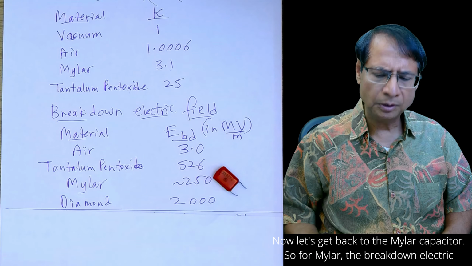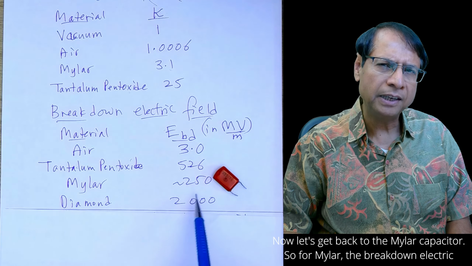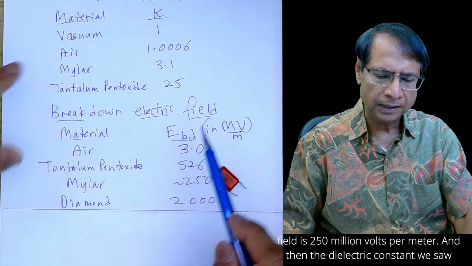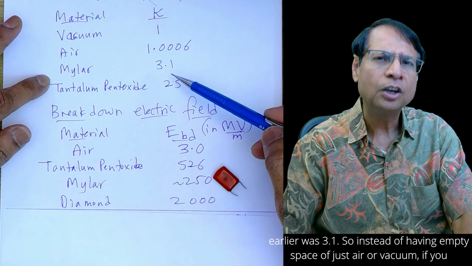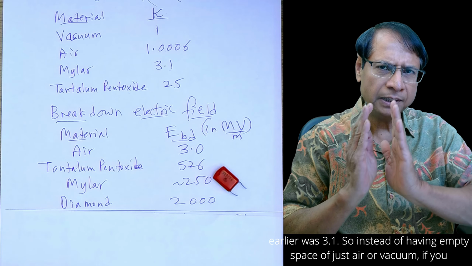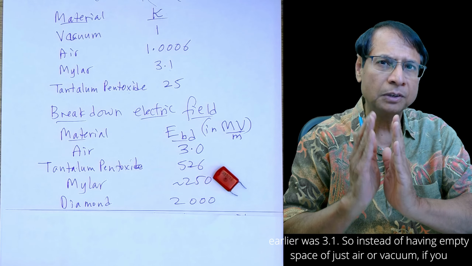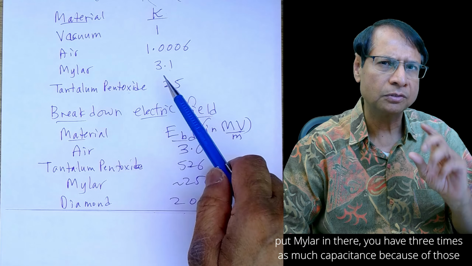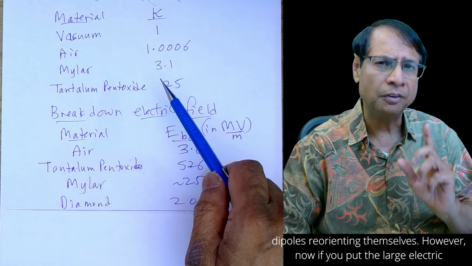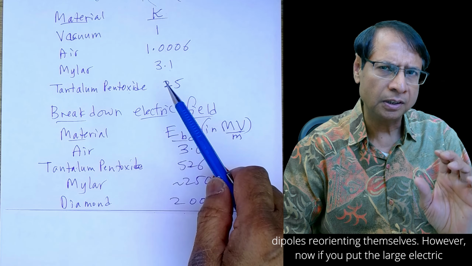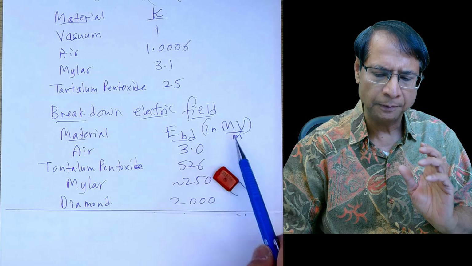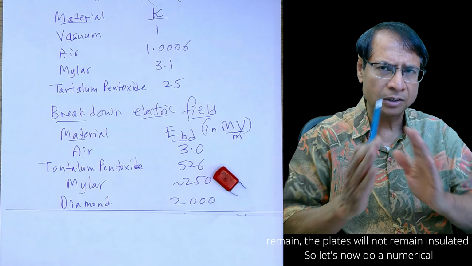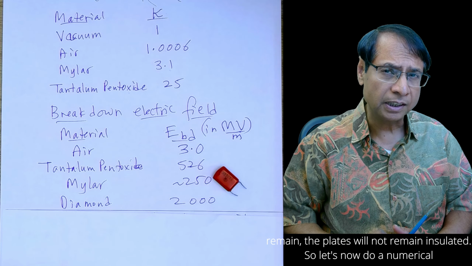Now let's get back to the mylar capacitor. So for mylar, the breakdown electric field is 250 million volts per meter. And then the dielectric constant we saw earlier was 3.1. So instead of having empty space of just air or vacuum, if you put mylar in there, you have 3 times as much capacitance because of those dipoles reorienting themselves. However, now if you put too large an electric field, anything more than 250 megavolts per meter, that thing will break down and the plates will not remain insulated.